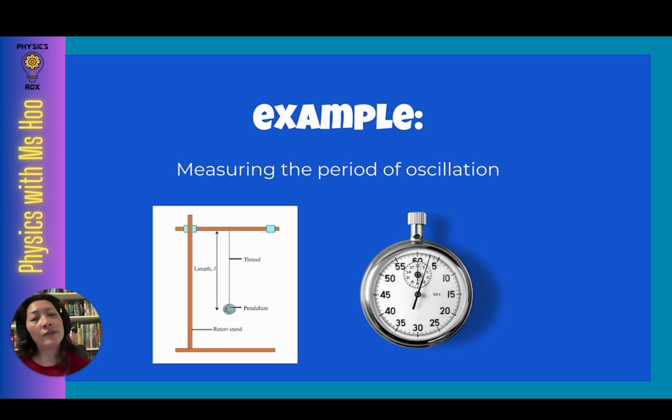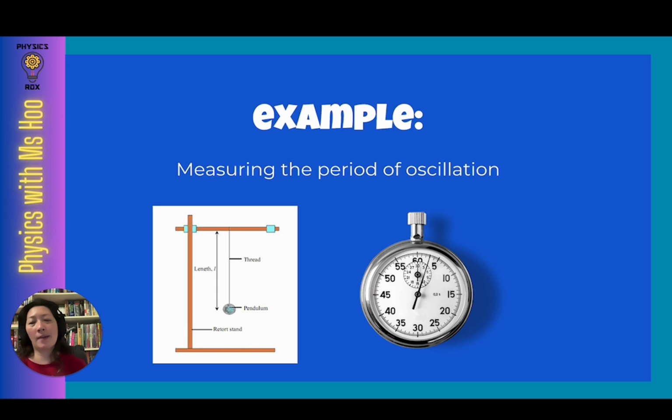You could also use this method to measure the period of oscillation, and this is an experiment which you should have done in school. So if you did not get the opportunity to do this in school, or if you're learning physics on your own at home, you could actually do this experiment at home. Do check out my video on how to conduct the pendulum experiment in your own home. So the period of oscillation here means the time for one complete oscillation, for the pendulum to move from one point to the end and coming back.